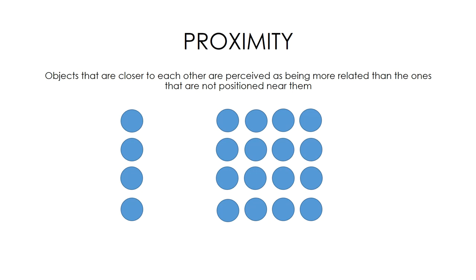The principle of proximity is the idea that objects that are closer to each other are perceived as being more related than the ones that are not positioned near them. Here, rather than just seeing 20 circles, we tend to see two groups, a group of 4 and a group of 16.